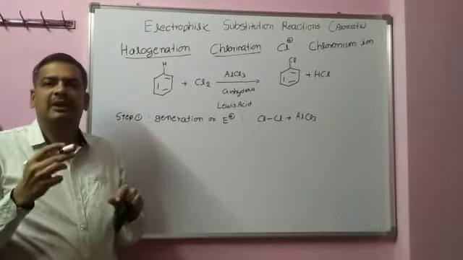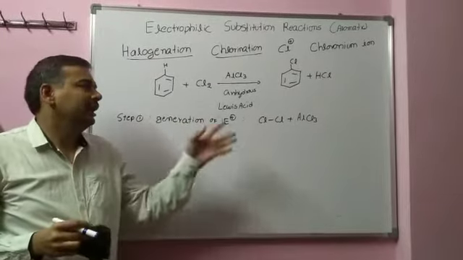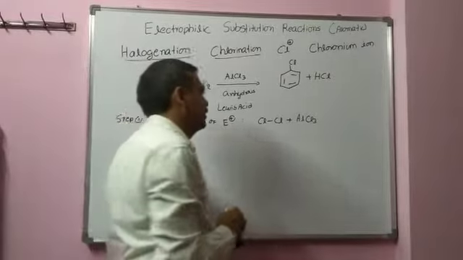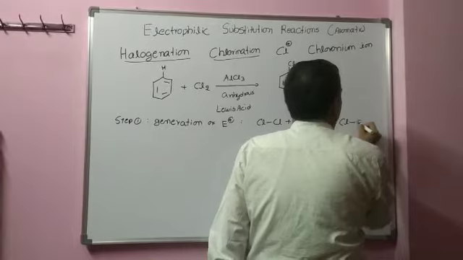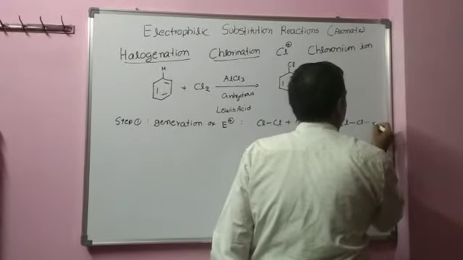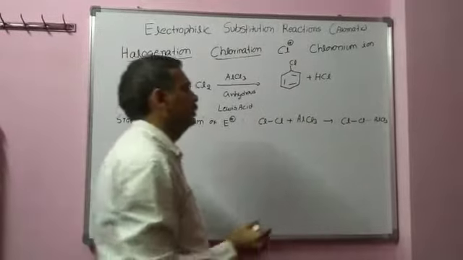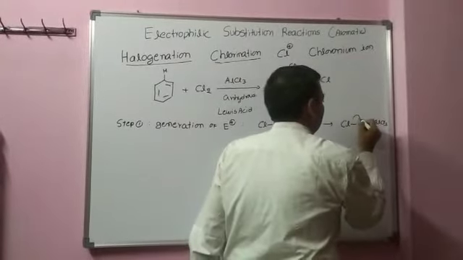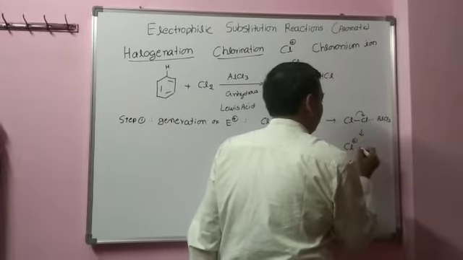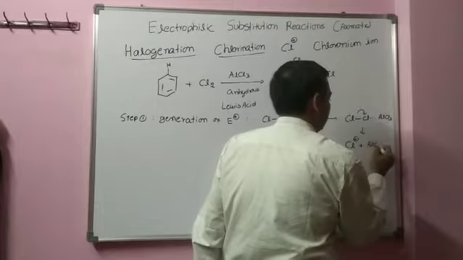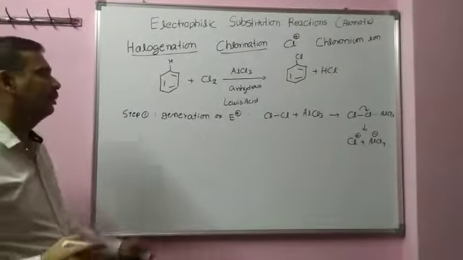There are 6 electrons surrounded by the aluminum. To get an octet electronic configuration, it needs 2 more electrons. So it is trying to polarize the chlorine molecule to get stability. As a result, this bond undergoes polarization and gives Cl+ and AlCl4-. So Lewis acids polarize the chlorine molecule.